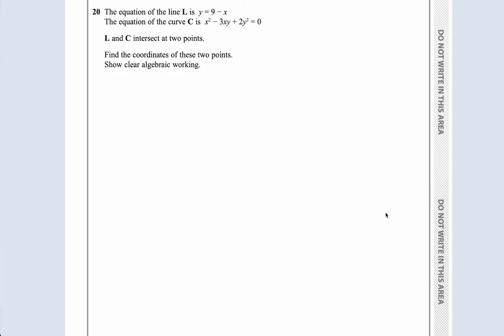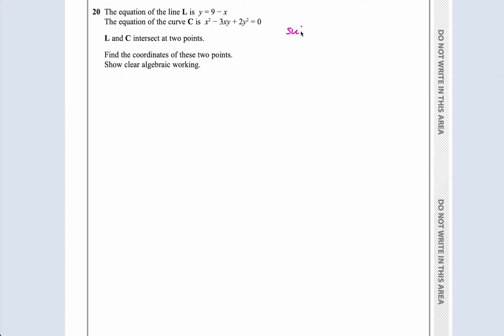So we have the equation of a line, we have the equation of a curve. L and C intersect at 2 points. Find the coordinates of these 2 points, right? This is simultaneous equations where one of them is non-linear like this. So what we do is we use substitution. We're going to sub this into this. So we get, let's write that down.